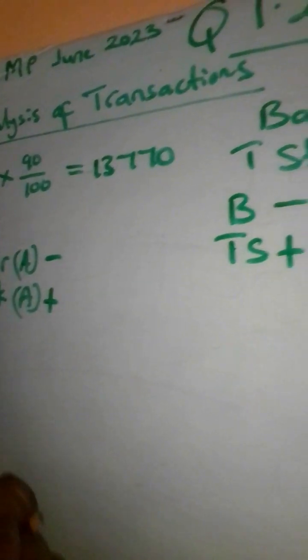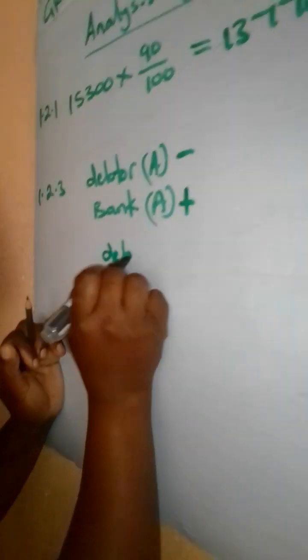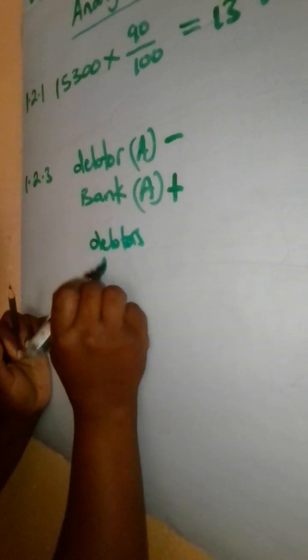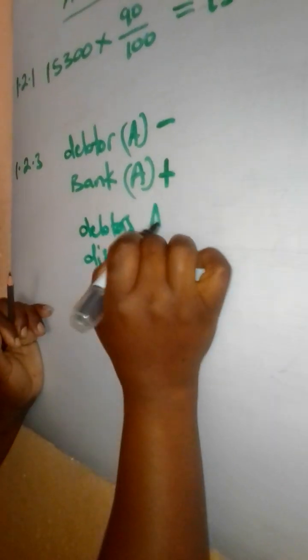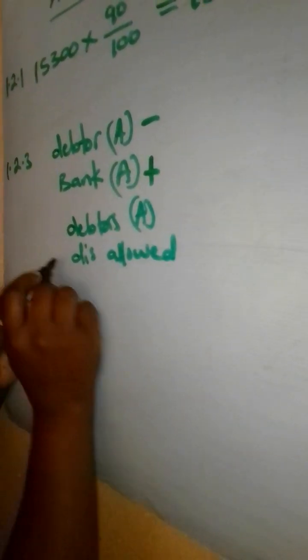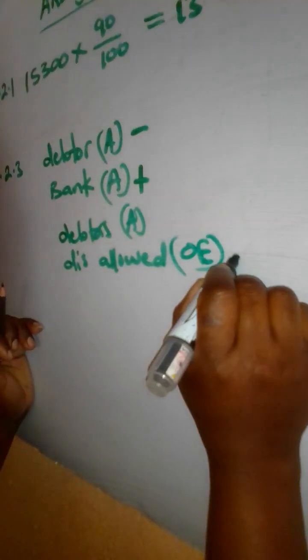Okay, at the same time, let's read again the statement. It says his account was valued at 1,350, to mean that the business allowed him a what? A discount. There is a discount that was allowed. So we are also going to say debtors and then the discount allowed. Debtors, we remember is an asset, and discount allowed is owner's equity. Owner's equity always decreases.